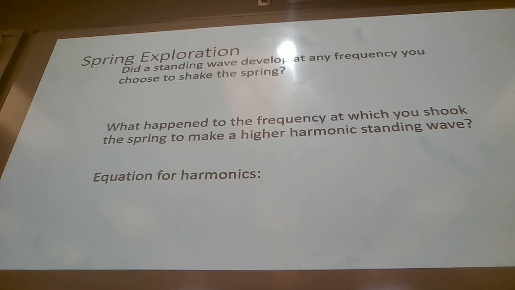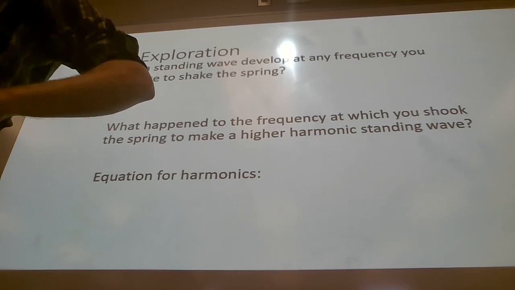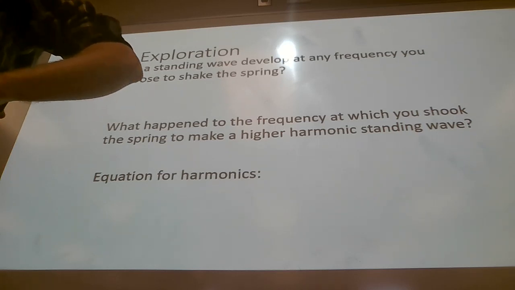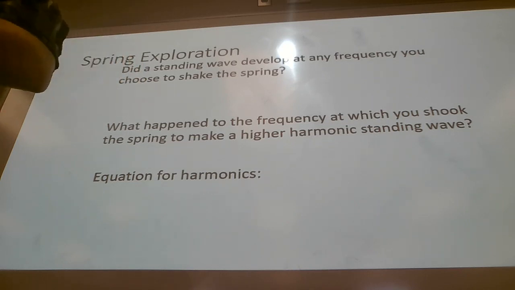Okay, so first follow-up question. Did a standing wave occur at any and every frequency that you shook the spring at? Or did you have to work at it? Okay, so it doesn't happen at any and every frequency. There's only specific ones, and you had to find it. You okay with that? Now, in order to go from the first harmonic to the second harmonic, what did you have to do different to make the second harmonic? Faster, or more frequent. Okay.